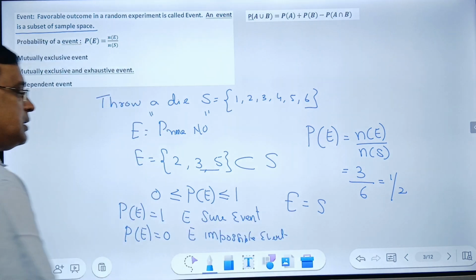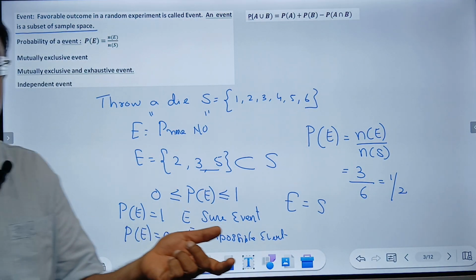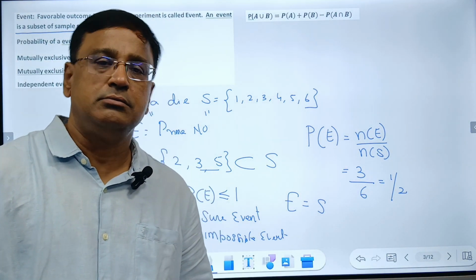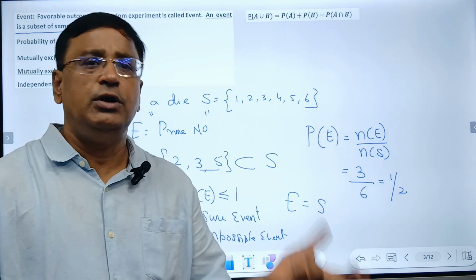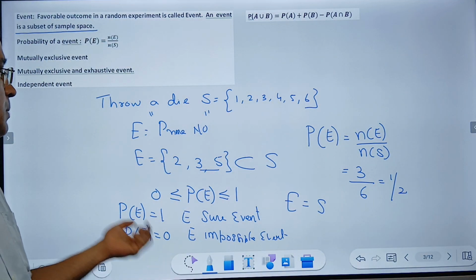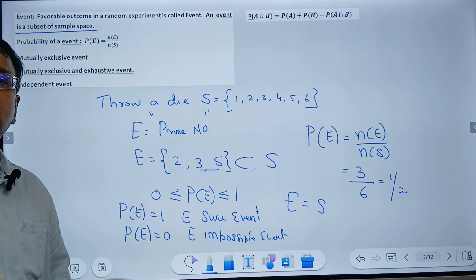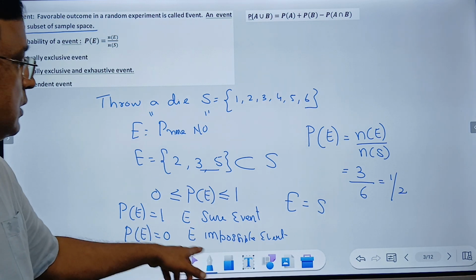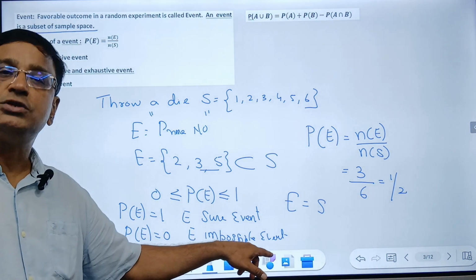I'll give a simple example. When I throw a die, what is the probability of getting any number from 1 to 6? Obviously 1, because when you throw a die, you will only get numbers from 1 to 6. Suppose I throw a die, what is the probability of getting a number 7? It's impossible. So that is an example of an impossible event.